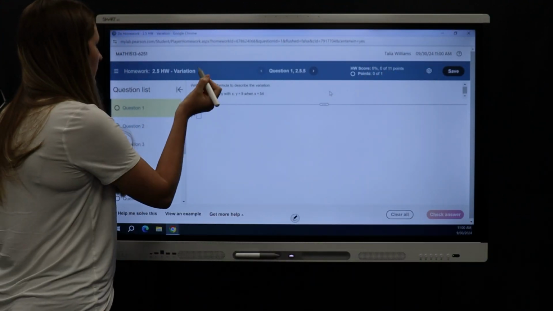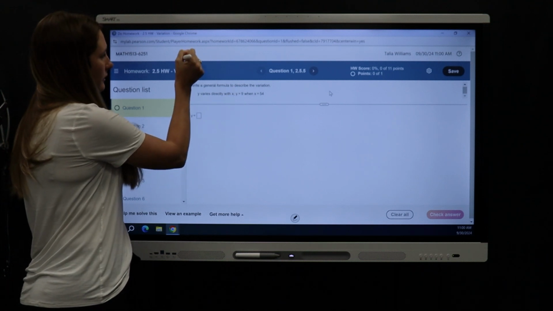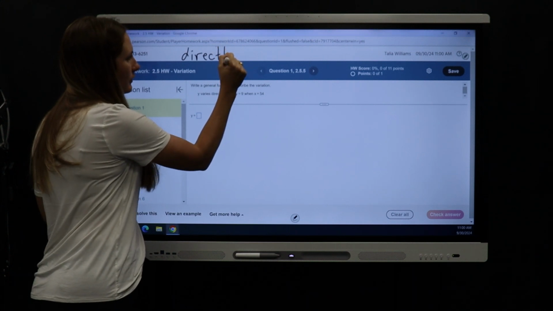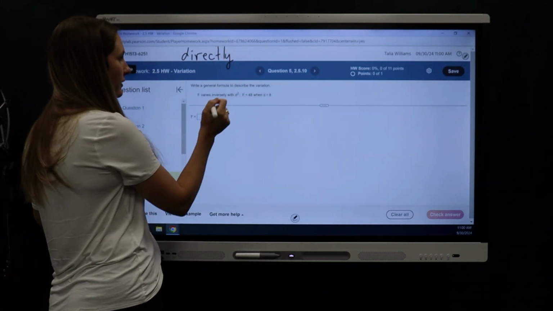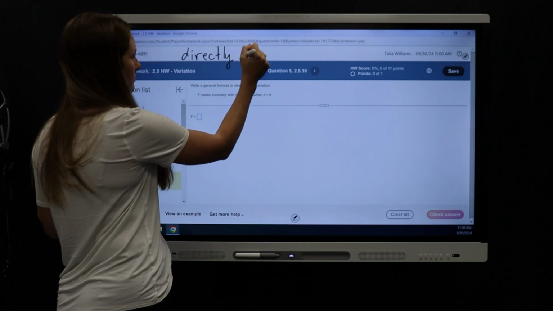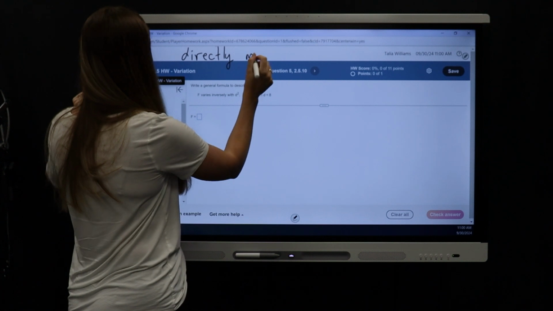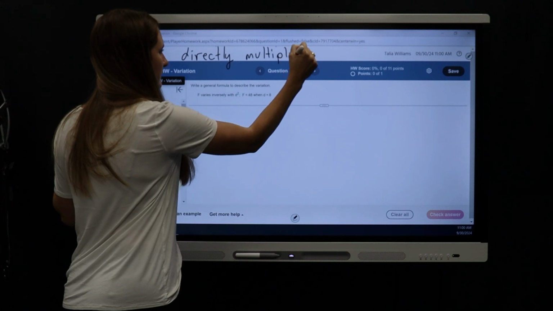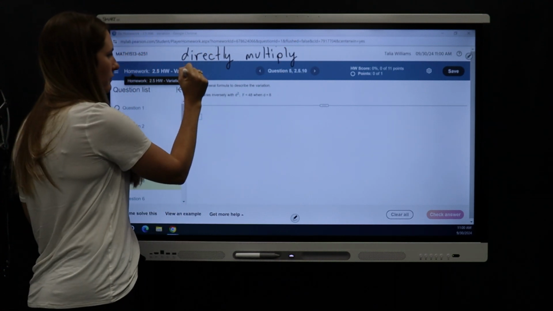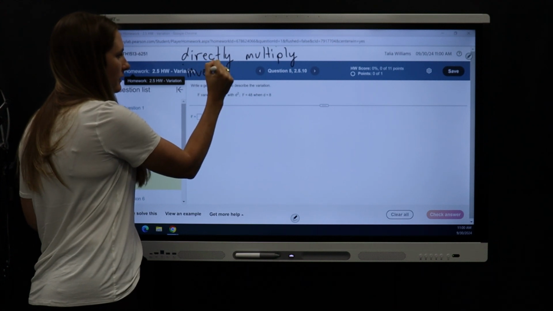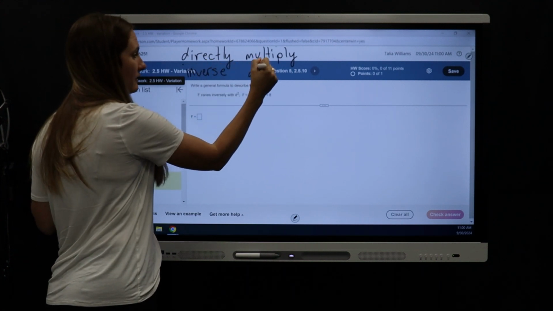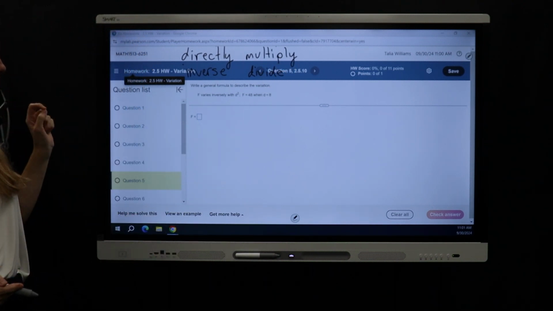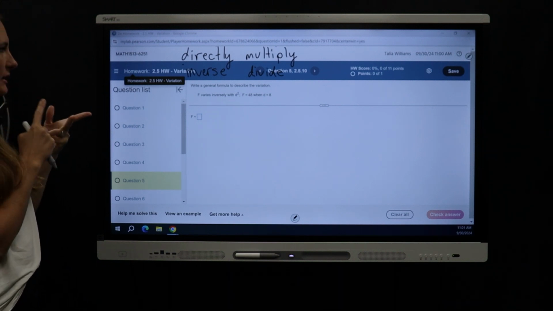So before we get started, if it says varies directly, that is when we multiply. So if it says varies directly, we are going to multiply. Now the other one is inversely, so if it varies inversely, I'm just going to write inverse, we're going to divide. So, big thing: direct, multiply; inverse, divide.